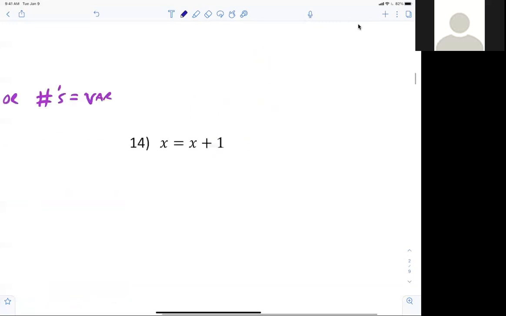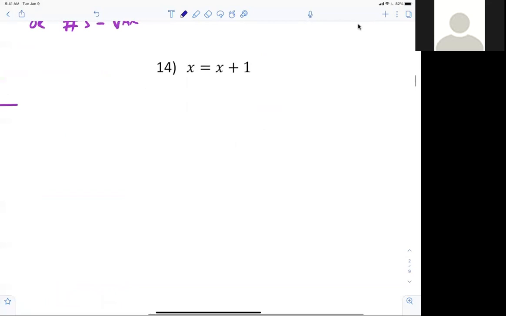Here we go. Let's look at 14. Uh-oh. Everybody needs to put a star by number 14. Tell me. Wow, very good. Exactly. Is it possible for a number to equal itself and itself plus 1? That's not possible. I don't really want to do any work there. I just want you to look at that and say, that doesn't make any sense. So the answer is no solution.